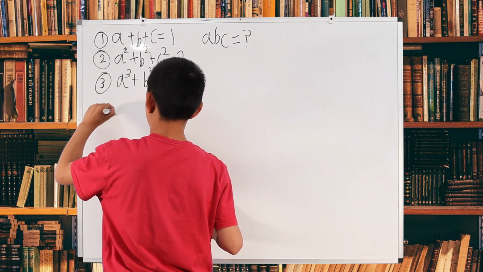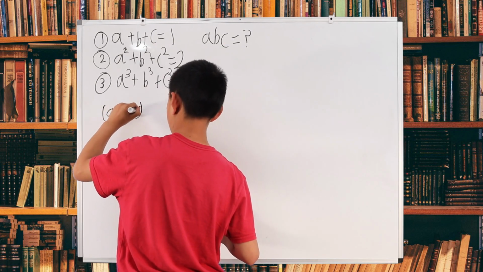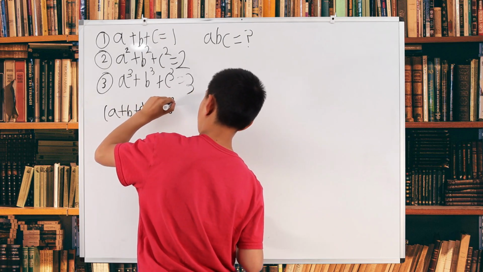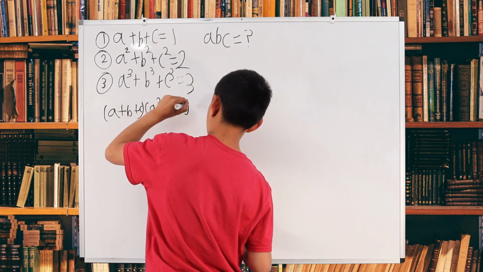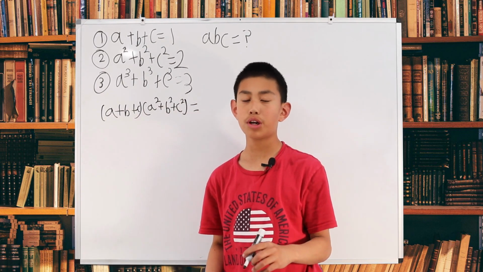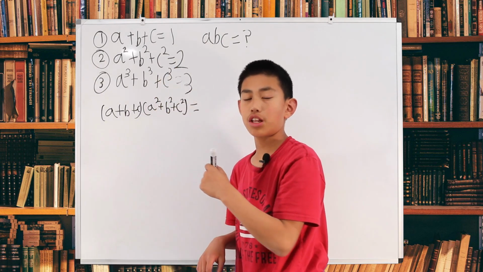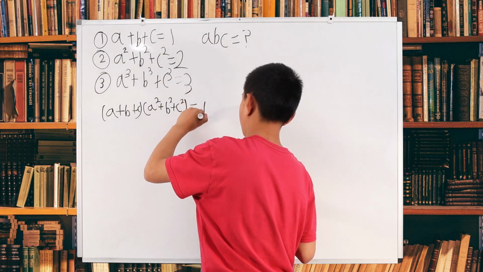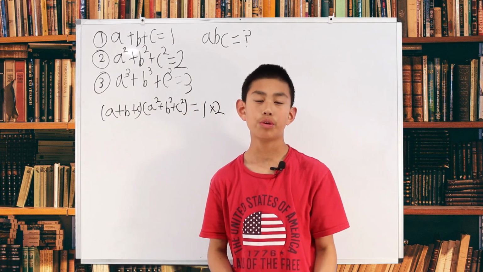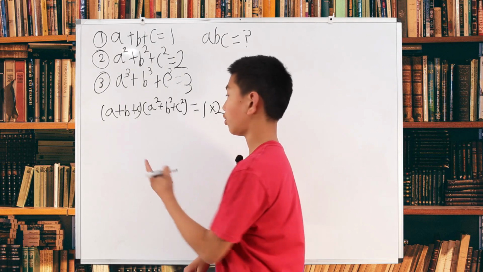Now, that's going to be (a plus b plus c) times (a squared plus b squared plus c squared). And we already know the values of these two equations, which is 1 and 2. So the answer is just going to be 1 times 2. And now we can factor this out, I guess. Not factor, just solve it.